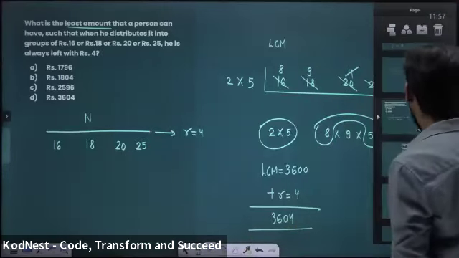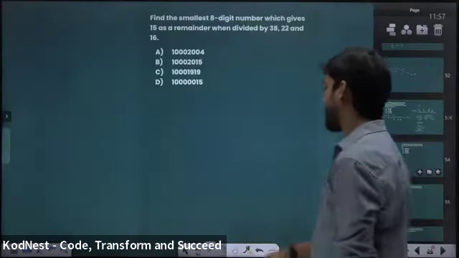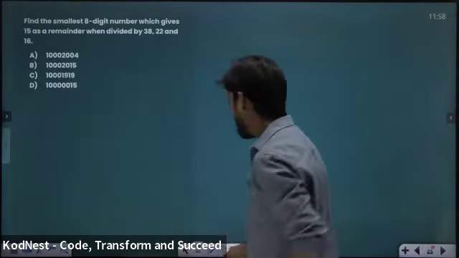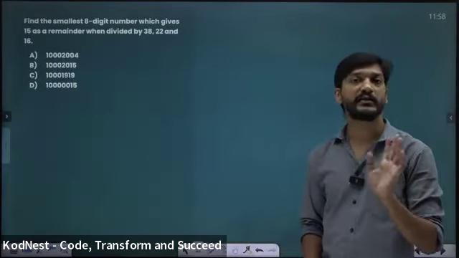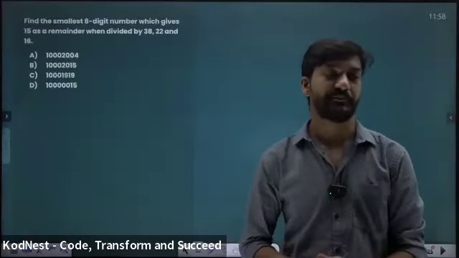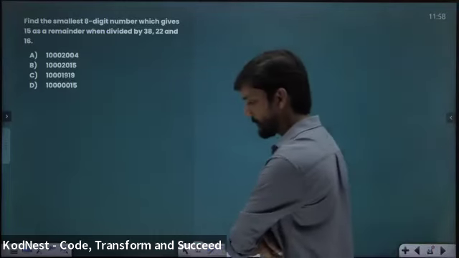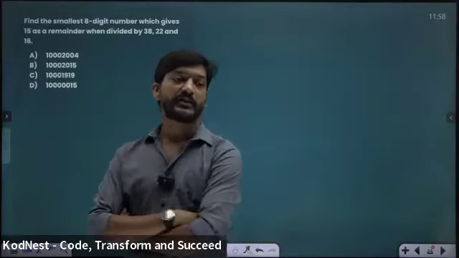Try it after the class. Okay. Carefully answer something. Are they asking least value? Very careful answer. Are they asking you least?